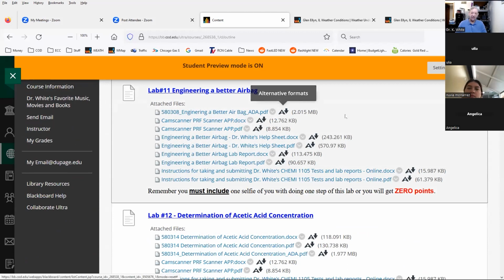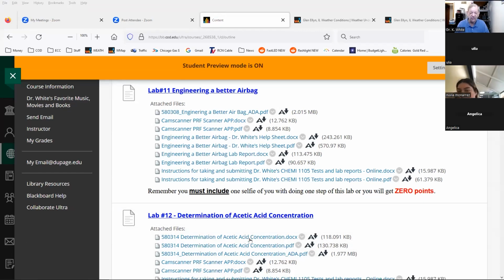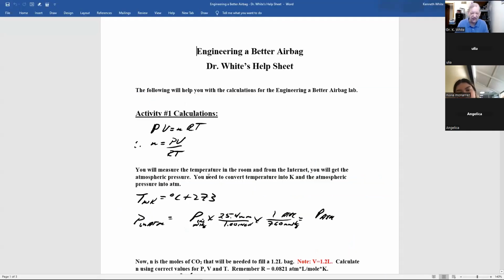You'll see lab 11, engineering a better airbag. And if you scroll down, you'll see the actual PDF for the lab, the instructions, next CamScanner, then the engineering a better airbag, Dr. White's help sheet. Oh my goodness, shh, don't tell me I'm being nice. Shh, remember, mum's the word. And if you open that up, I have it both as a PDF file, and you'll see this, my help sheet.